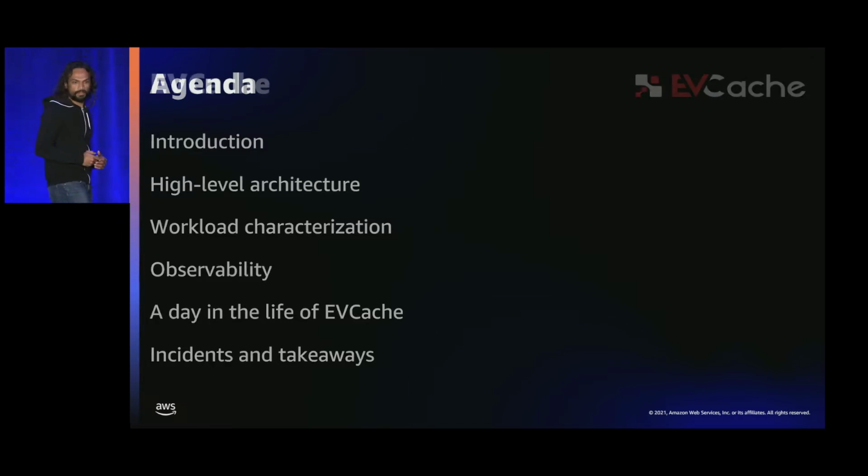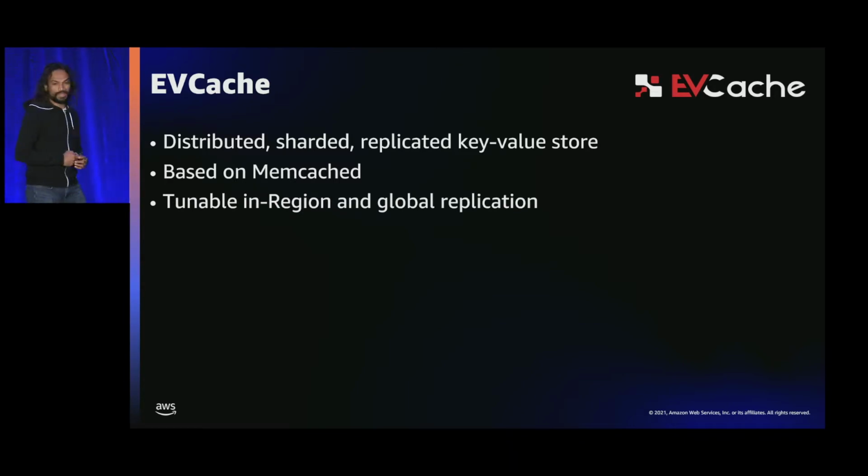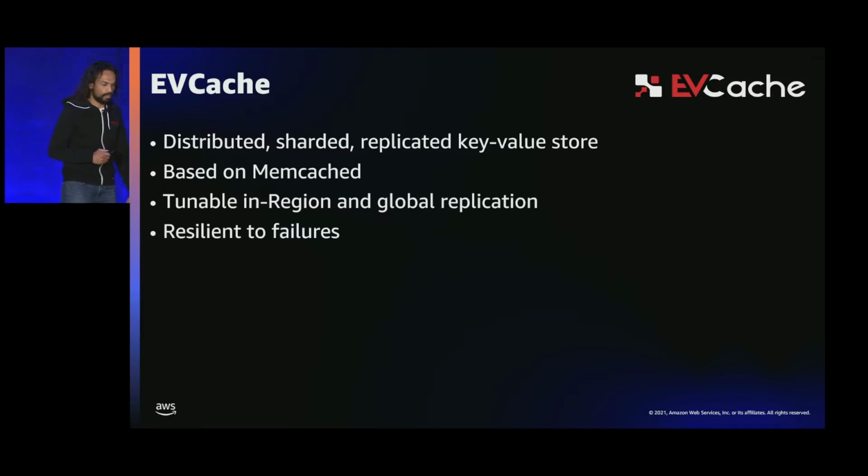So what is EVCache? EVCache is a distributed, sharded, and replicated cache or key-value store that is based on Memcached. It is replicated within a region across multiple data centers, as well as across multiple regions. We'll talk about this aspect more in subsequent slides. At the scale that we operate, failures are not rare. So we have built this system to withstand many different categories of failures, which we'll go into greater depth on in future slides.